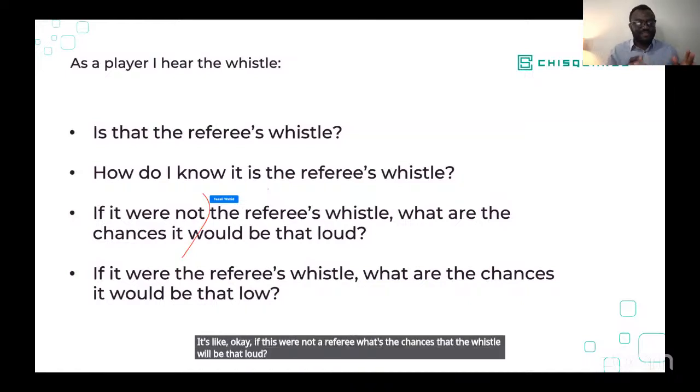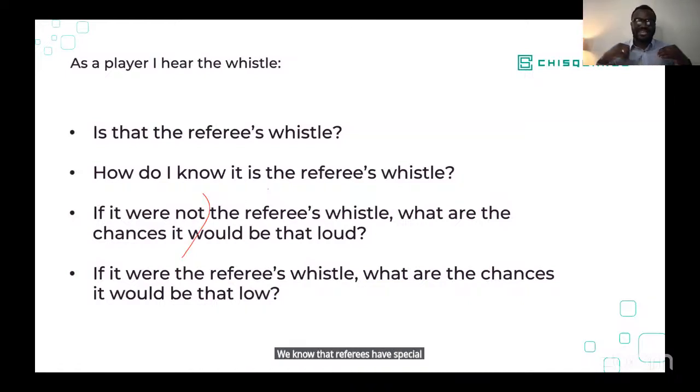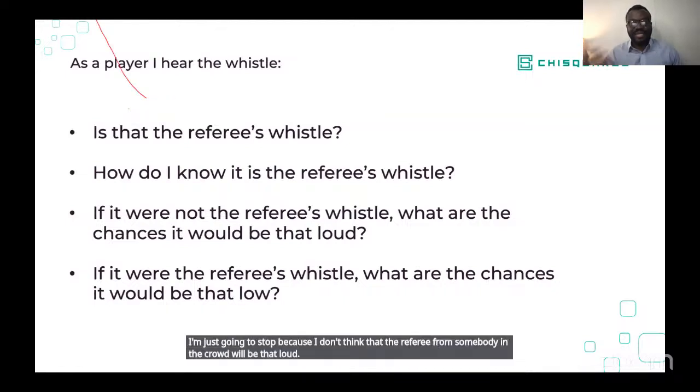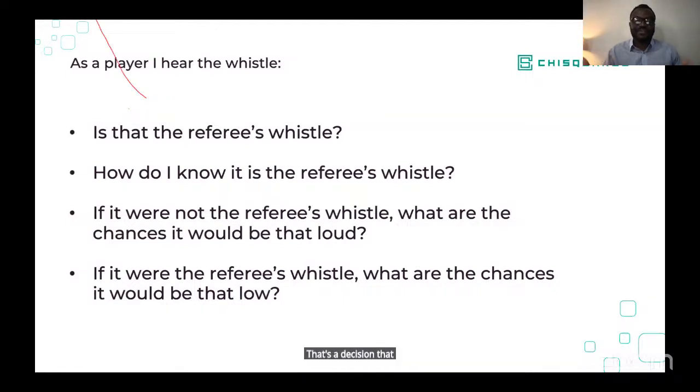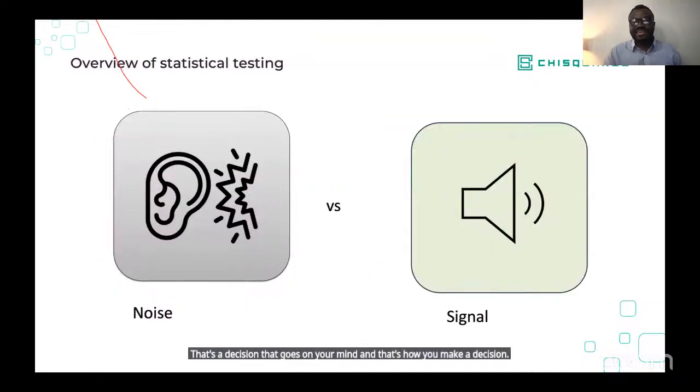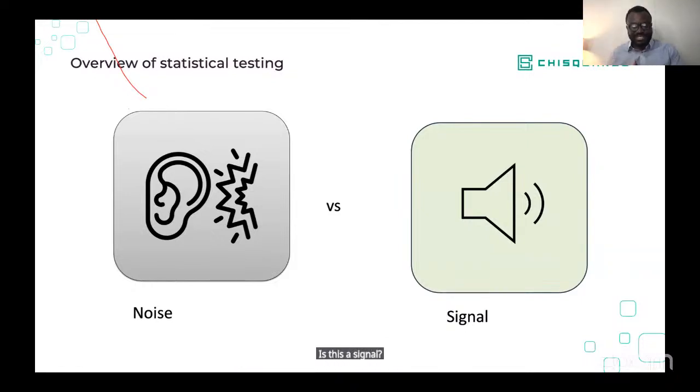We know that referees have special whistles that sound very, very loud. So I'm not going to take a chance and get a red card. I'm just going to stop because I don't think that the referee from somebody in the crowd will be that loud. That's a decision that goes on in your mind, and that's how you make a decision. So at any given point in time, you have to make a comparison between two things. Is this a signal or is this noise?